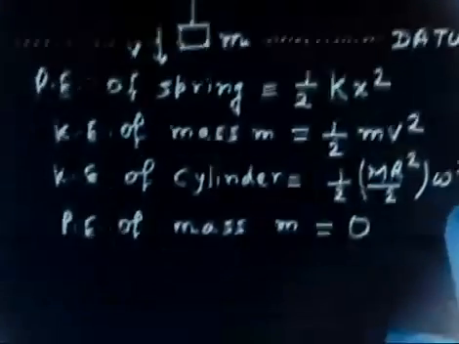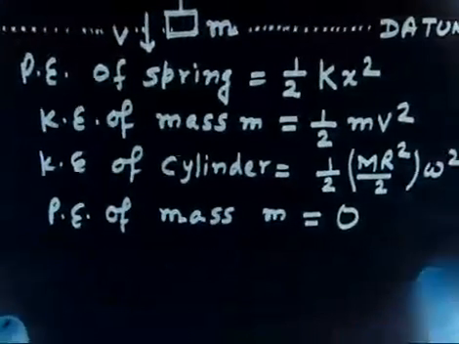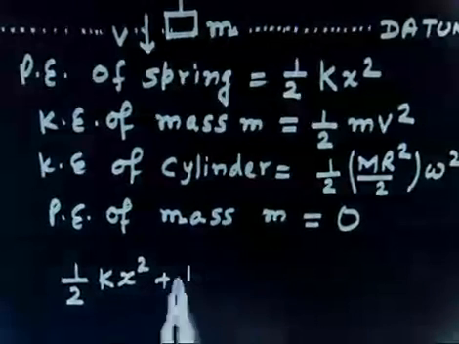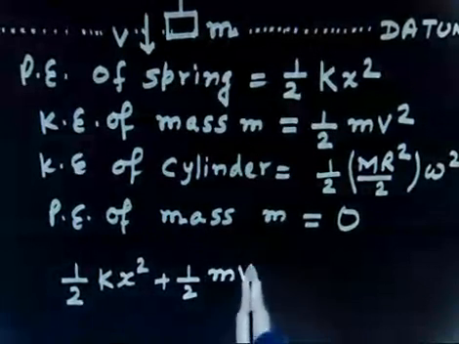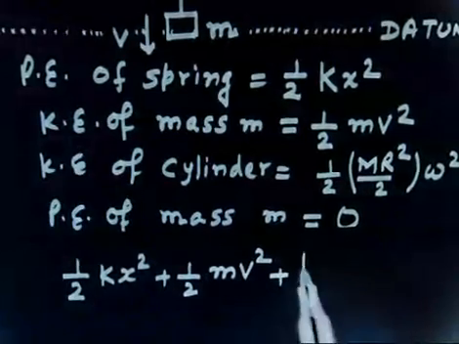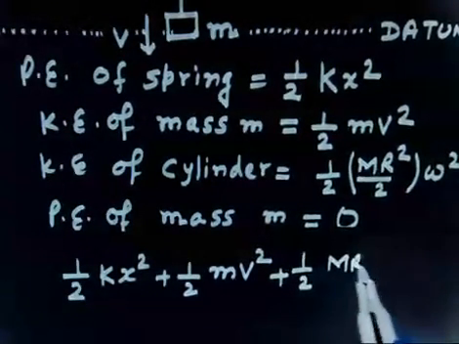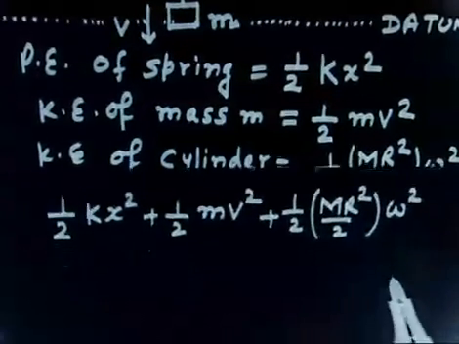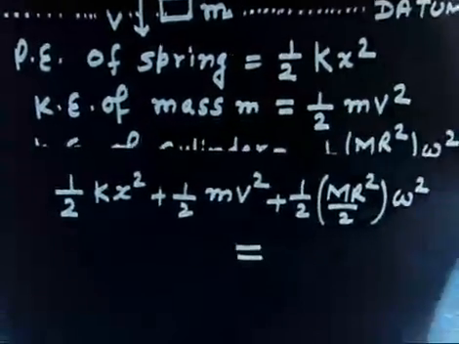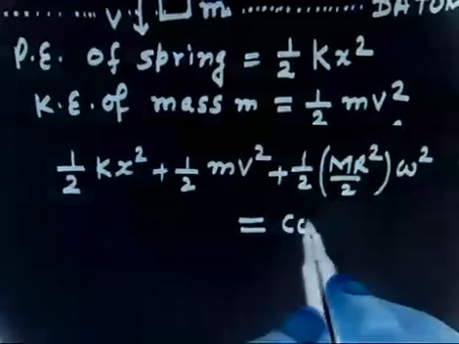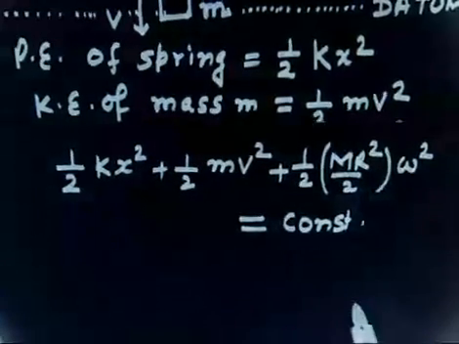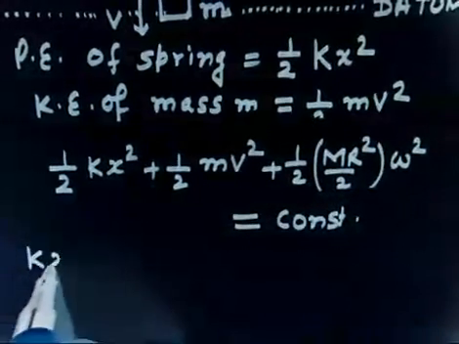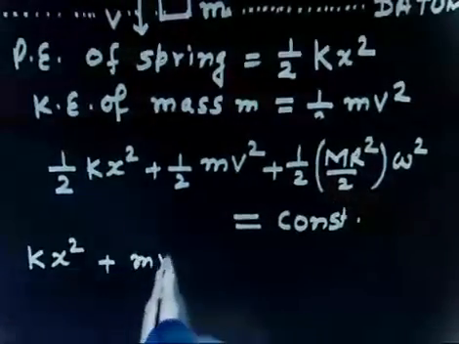So the total energy of this system will be half kx square plus half mv square plus half I omega square. And this energy has to be constant because in this system there is no dissipative force. So energy cannot be lost. So this energy is constant. If this energy is constant, I can multiply by 2. So I will have kx square plus mv square.